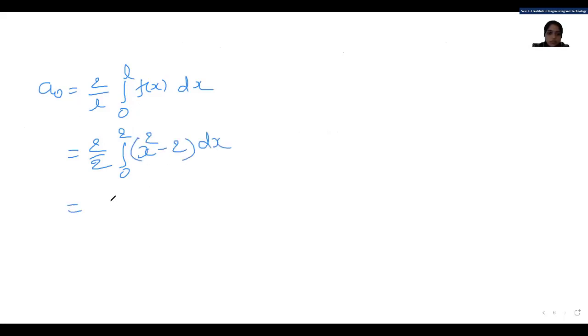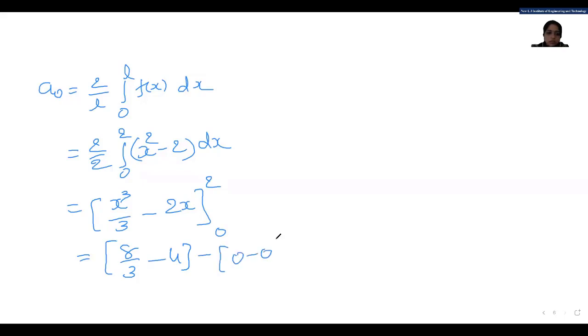So the integration of x square, that is x cube by 3 minus 2x, right? And the limits are 0 to 2. So after substituting upper limit and lower limit, here 2 cube, that is 8 by 3 minus 2 to the 4. This one for the upper limit and 0 for the lower limit. So my answer is minus, here 4 3s are 12, 8 minus 12, that is minus 4 by 3. This is the answer for A0.